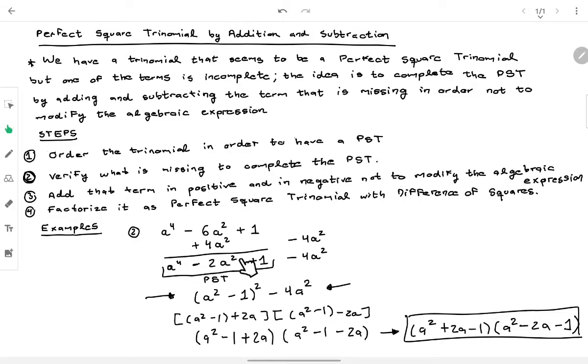So it's going to be this one that has the specific structure of a perfect square trinomial. I factorize it as a perfect square trinomial. So I will have here what is called a difference of squares. So in that case, this one is going to be positive on the first one, and in the second one, the square root of this one is going to be positive on the first one, negative on the second one. And then I need to order my answer. So it's not a difficult topic, it's only adding and subtracting what we are missing to have a specific perfect square trinomial. So let's see another example.